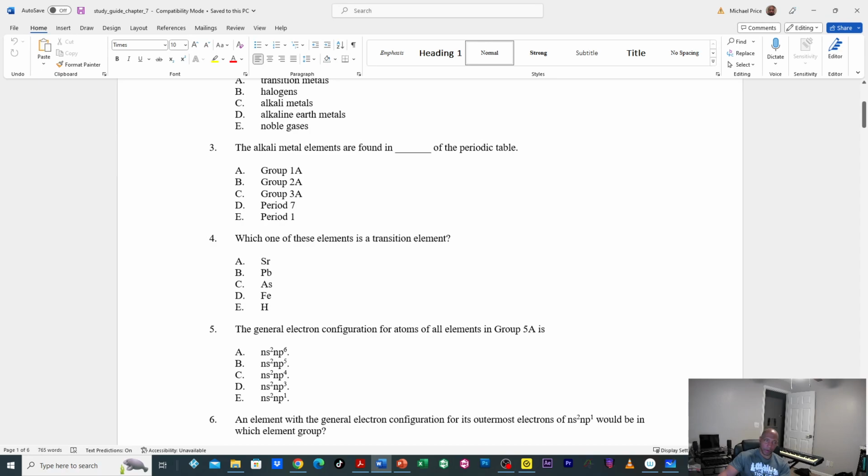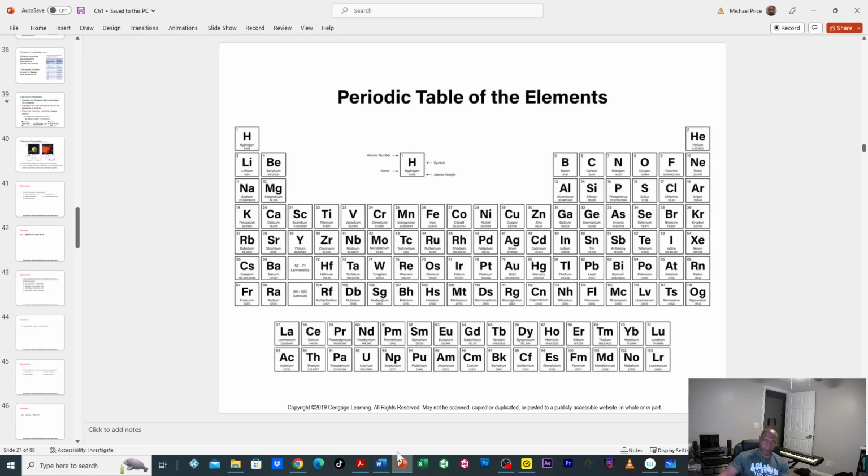And let's see. Alkali metals are found in group 1A. Going back, alkali metals: lithium, sodium, potassium, rubidium, cesium, and of course francium if you want to be concerned with that.